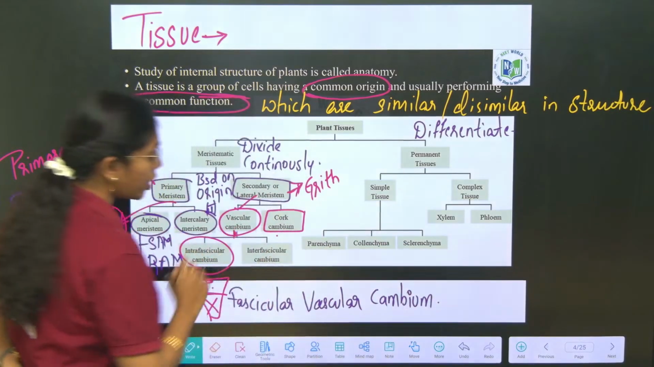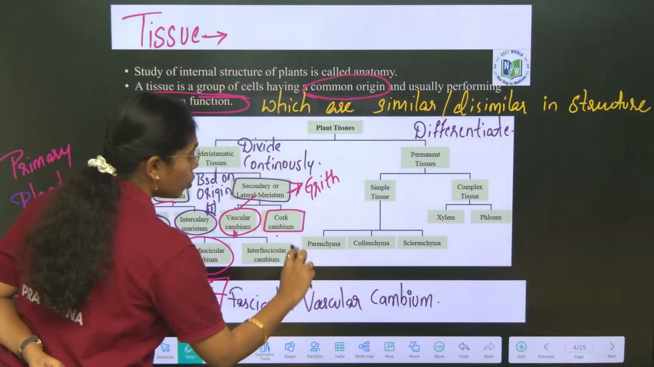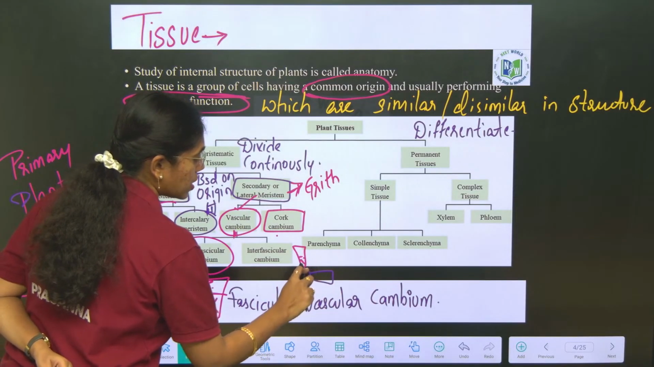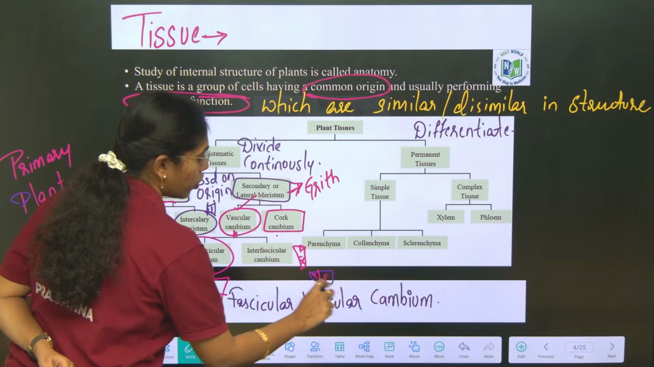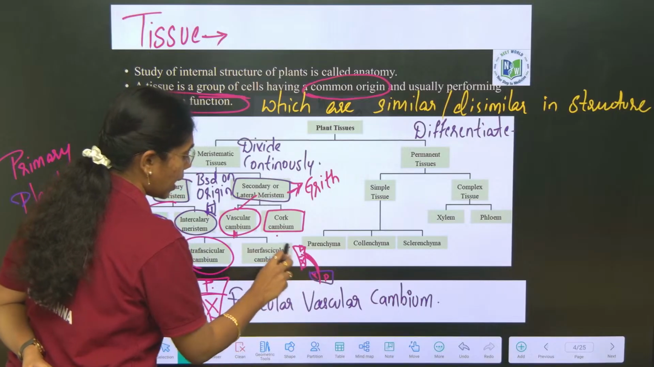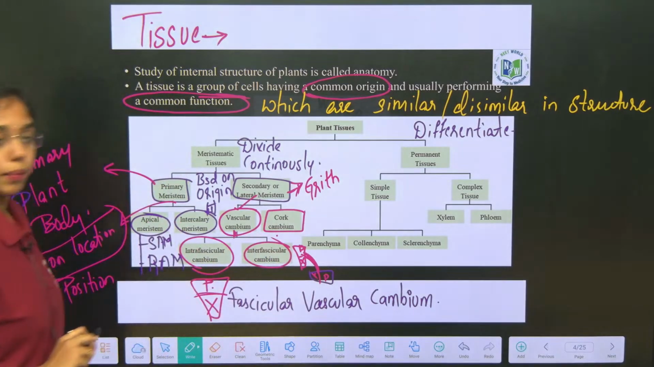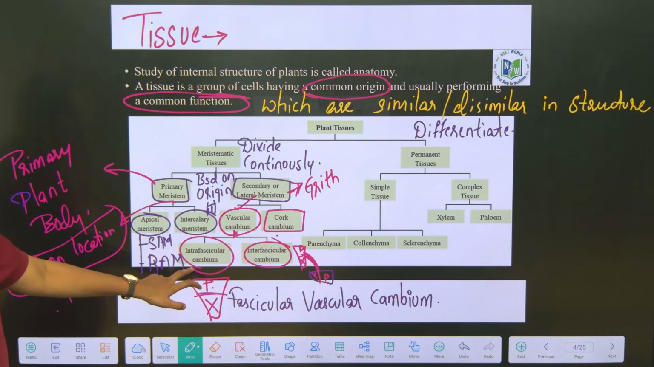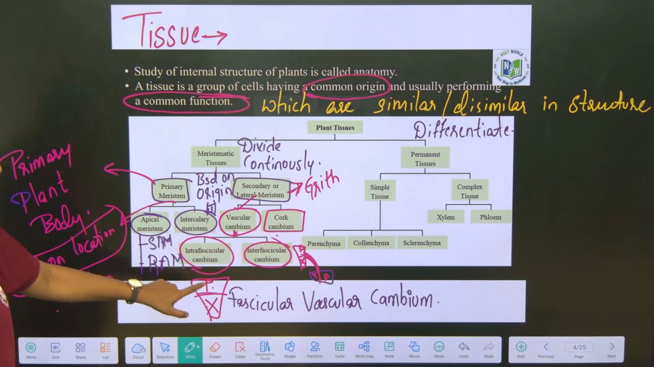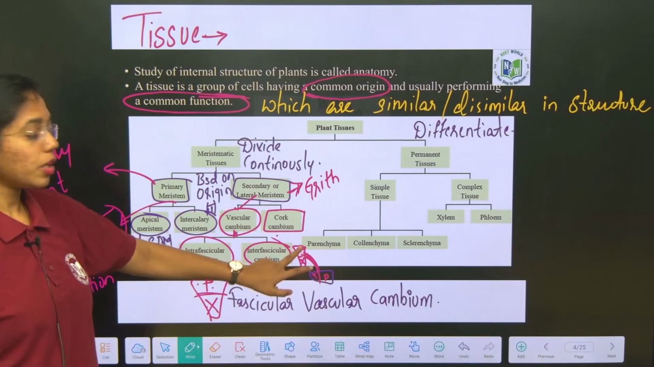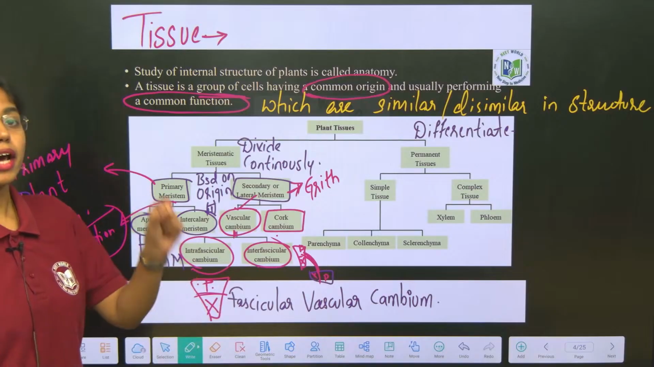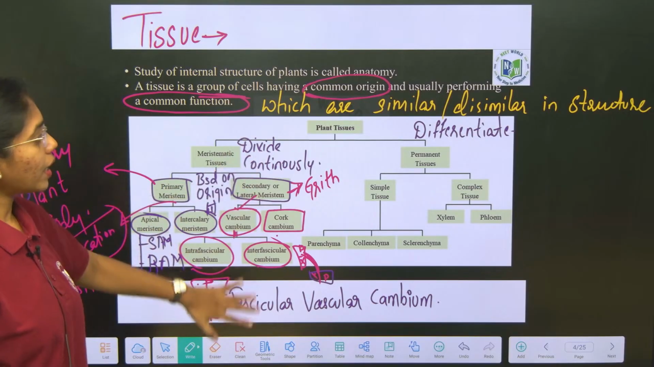Fine. If at all it is present in between two vascular bundles, this is one xylem phloem and xylem phloem. If it is present in between two vascular bundles, it is considered as interfascicular cambium. One is intrafascicular cambium or fascicular vascular cambium. It is present in between xylem and phloem. If cambium is present in between two vascular bundles, it is said as what? Interfascicular cambium. Till here it is clear, no ma?